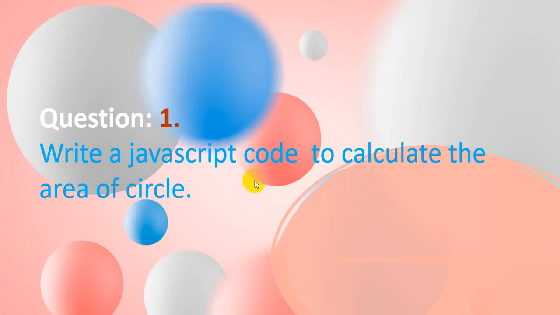Write a JavaScript code means you have to write the program, you have to write the coding inside JavaScript, means you have to use the JavaScript language. Okay, and by using JavaScript you have to calculate the area of a circle. This is our question. Okay, means we have to calculate the area of a circle.